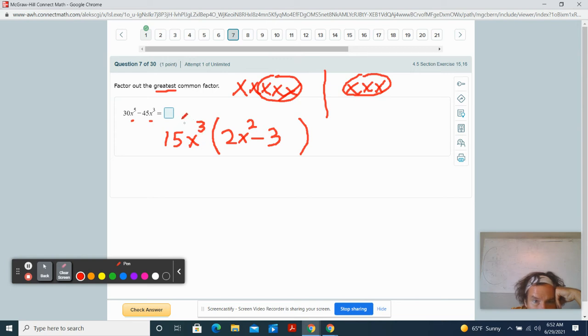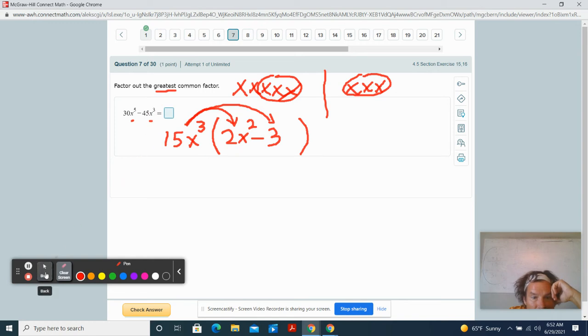Okay, remember, you can always check. Before you put your answer in the box, you might want to just do the distributive property. Check to see if when you multiply these two together, you get what you started with. 15x cubed times 2x squared is 30x to the fifth. And 15x cubed times negative 3 is negative 45x cubed.